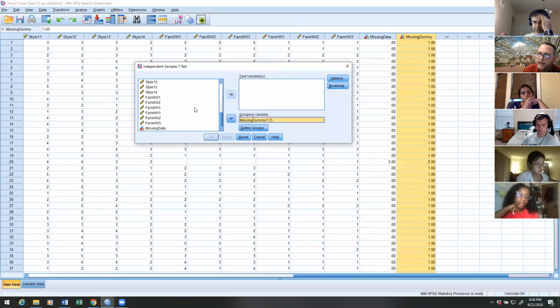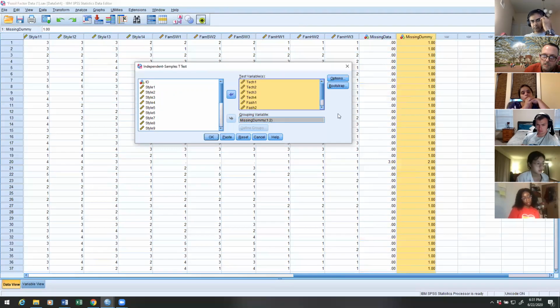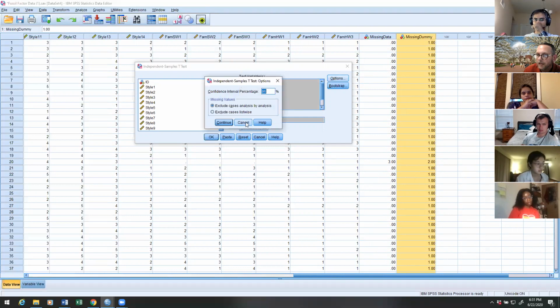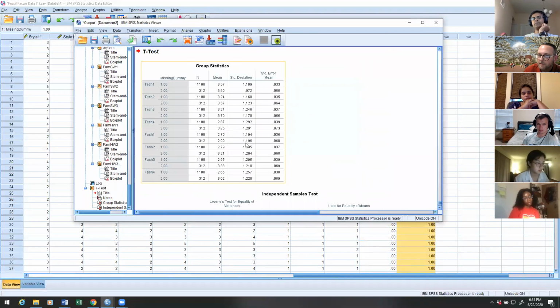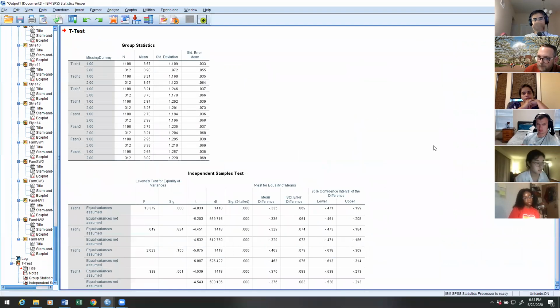Okay, and what I'll do is grab some of these variables up here and just look and see if our missers behaved any differently. I'll just grab these tech and fashion ones. I just want to see if there's any difference in behavior between those who missed and those who didn't. So I'll click options. We're good with that stuff. We're not going to worry about that too much. Okay, so again, these are the people who missed versus the people who didn't.